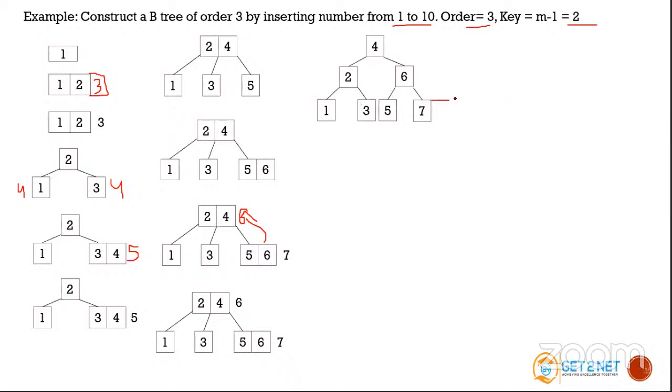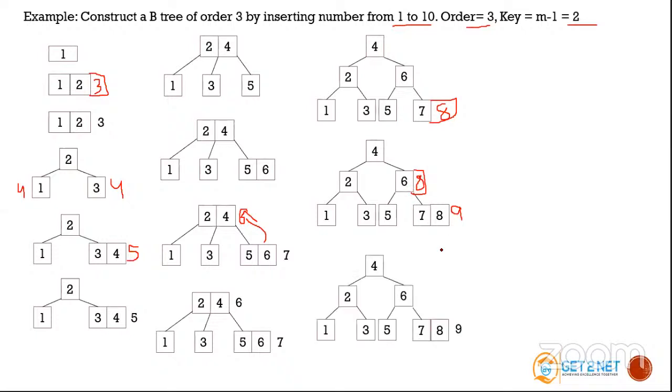Then again came our 8. 8 can be inserted here easily. See, 8 is inserted. Then when 9 comes, 9 cannot be inserted here. Then 8 will go to the up part. 8 will be inserted here, and 7 will form 1 and 9 will form 1. See, done in this part.